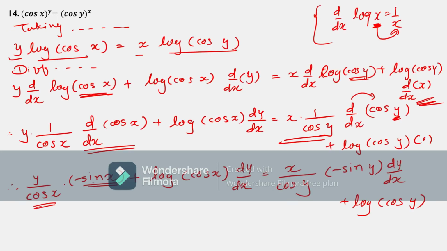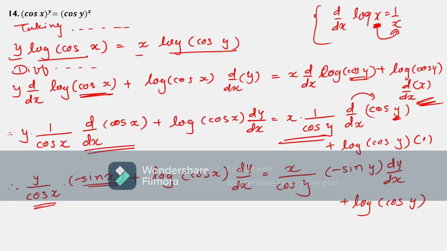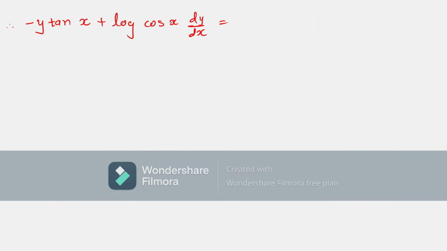Minus y 10x plus log of cos x dy by dx plus log of cos x dy by dx equals. Now again you can see sin y by cos y, again the angle is also same. So 10y, and it will be minus 10y, and x is multiplied. So minus x 10y, along with it dy by dx is there, will come as it is, and log of cos y was also there.